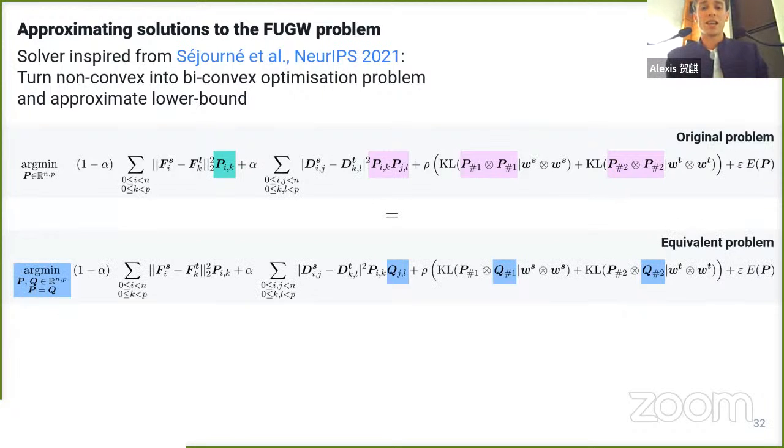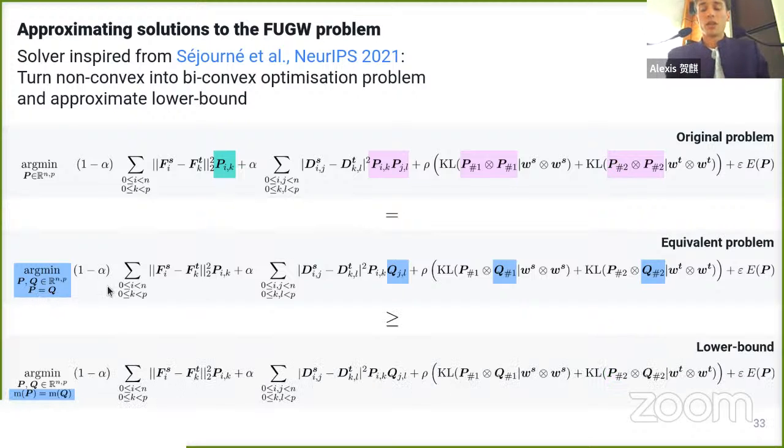So instead, they say, let's not just find one optimal transport, but two. And we'll replace these interactions between coefficients of P by interactions between coefficients of P and Q. And what they say is, obviously, these two problems are equivalent if you ask that P and Q are equal. And they actually look for approximation of a lower bound. So they only ask that the sum of coefficients of P and Q should be equal.